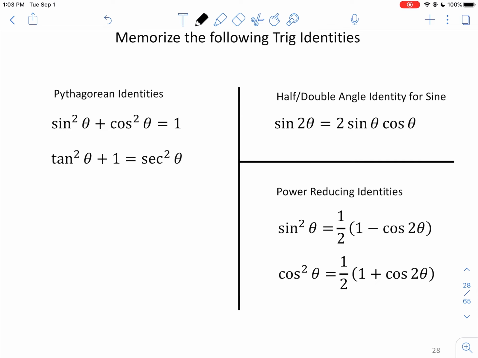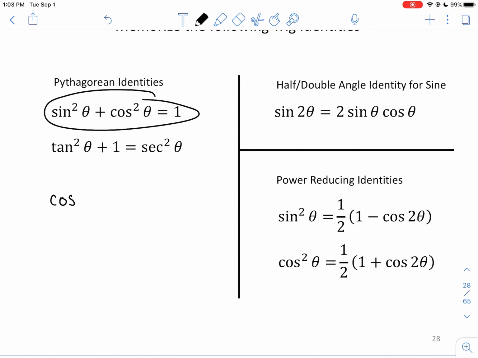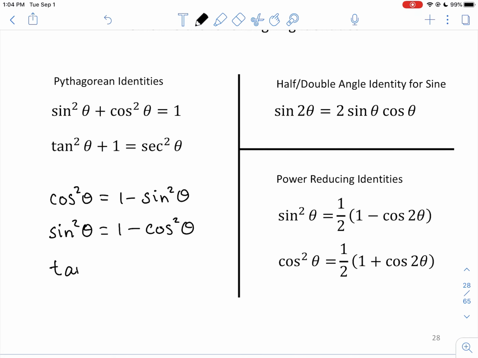Specifically, the versions of these identities that we will be using are this identity here after you solve it for cosine squared. So that would read cosine squared of theta is equal to 1 minus sine squared theta. We're also going to use this version when sine squared is isolated, right? So sine squared of theta can be found by doing 1 minus cosine squared of theta. And we're going to use the second where tangent is isolated. So tangent squared of theta is equal to secant squared of theta minus 1.